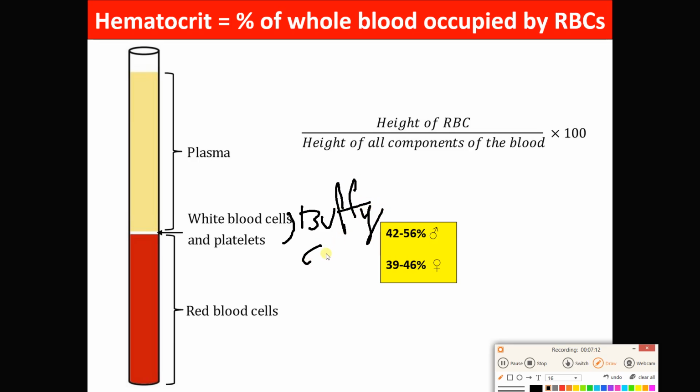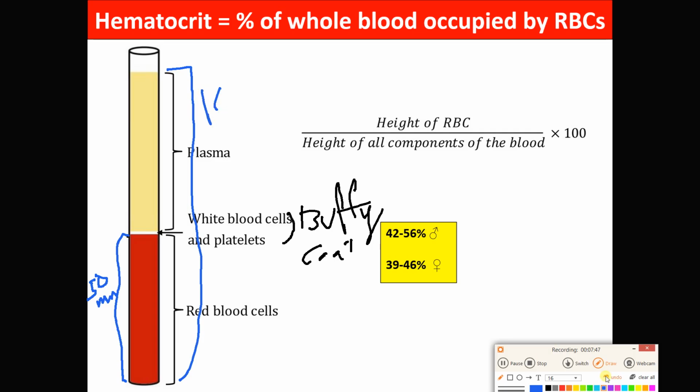Let's add that. Now, once we have this centrifuged blood, we can measure the height of the red blood cells. I could take any sort of ruler and measure that. Let's say that this height was 50 millimeters. And then we can also measure the height of the entire blood, like all the components. Let's say that height was 80 millimeters.